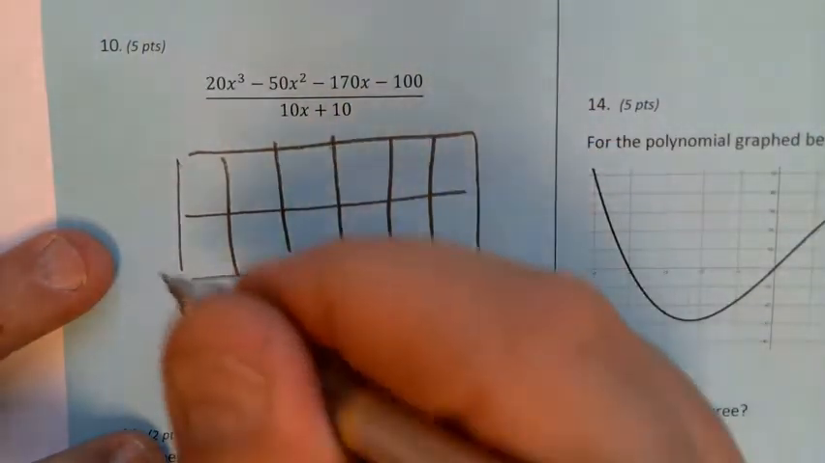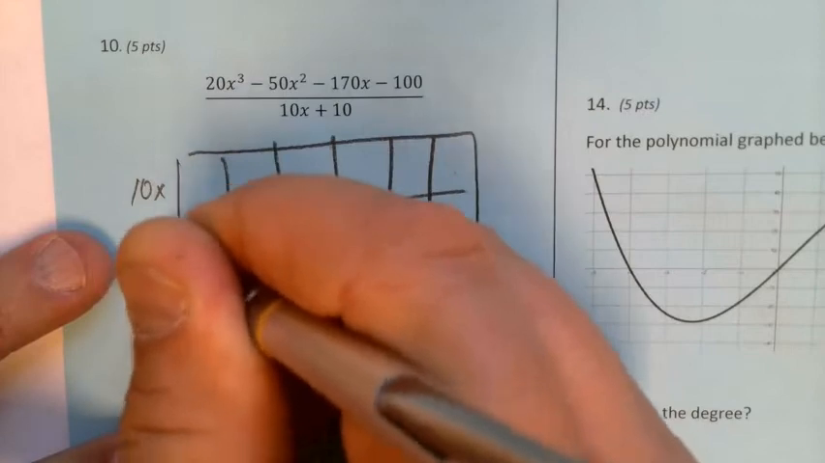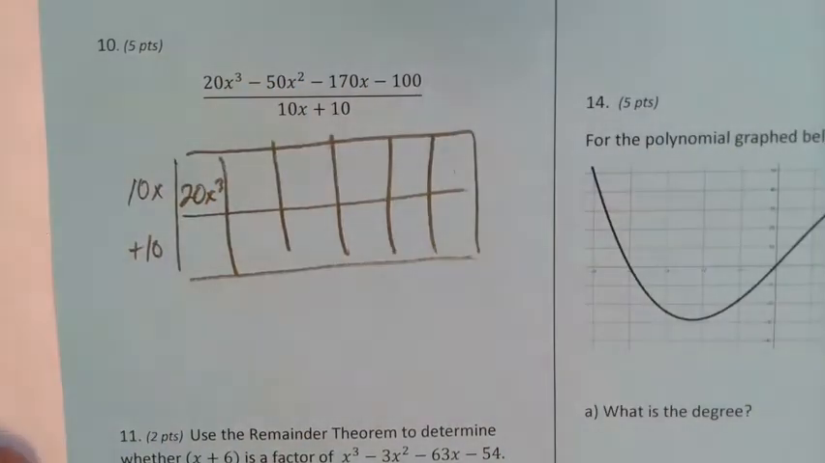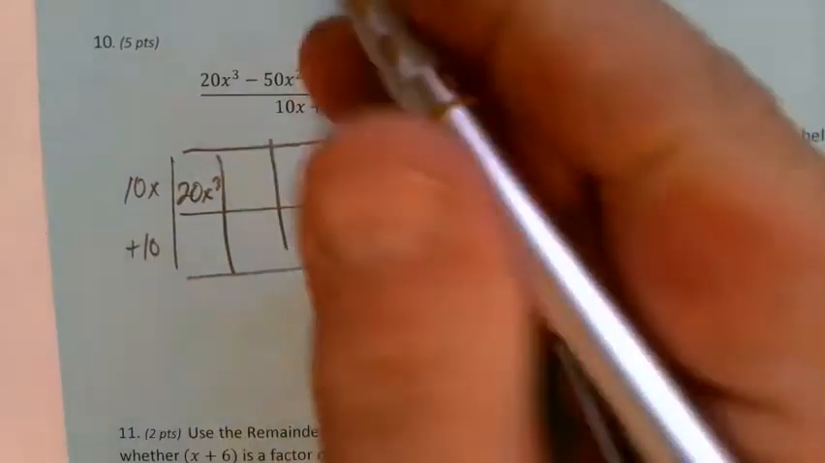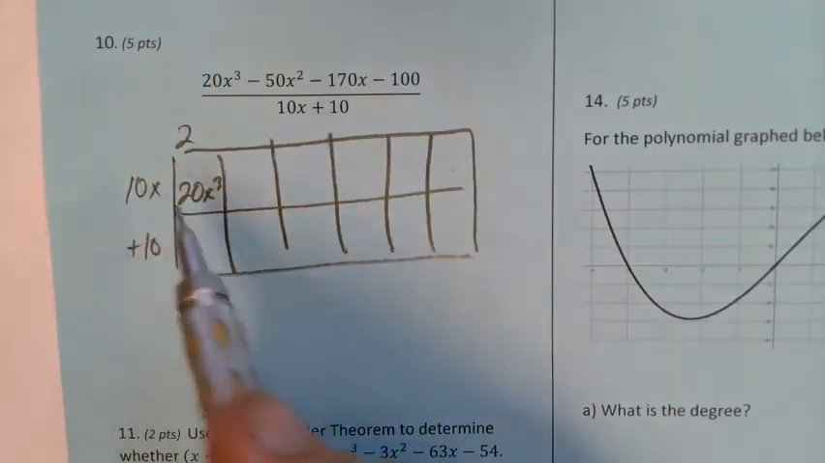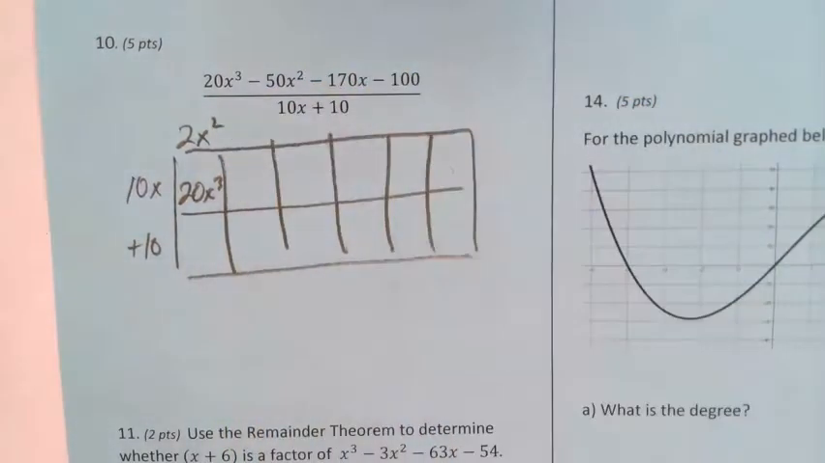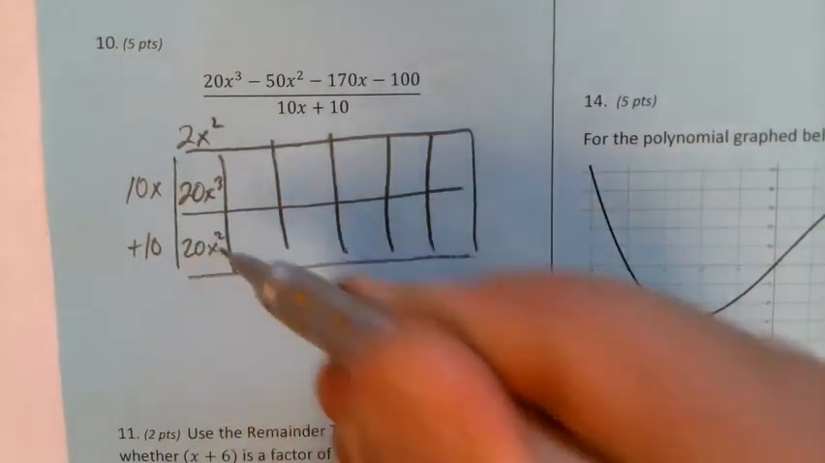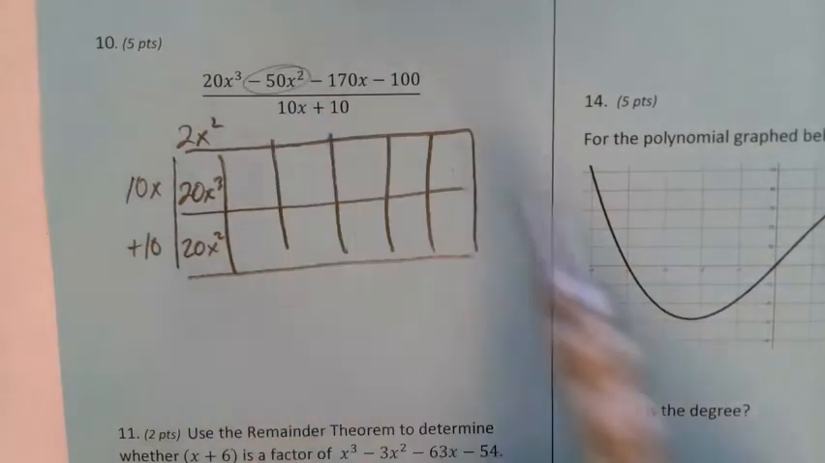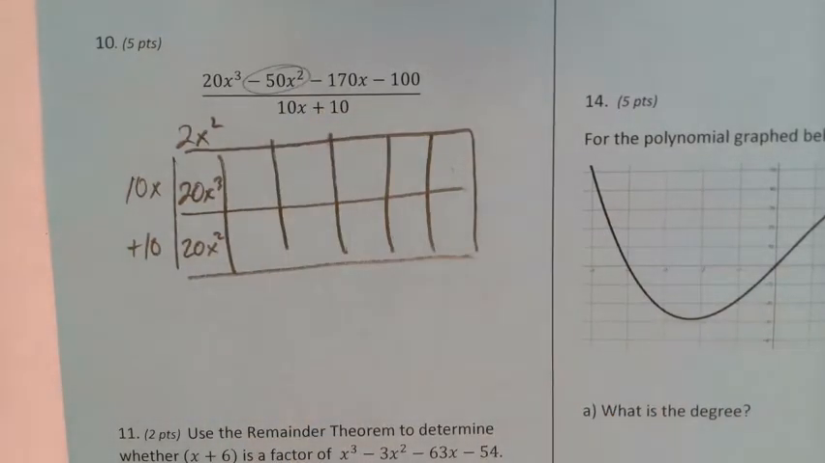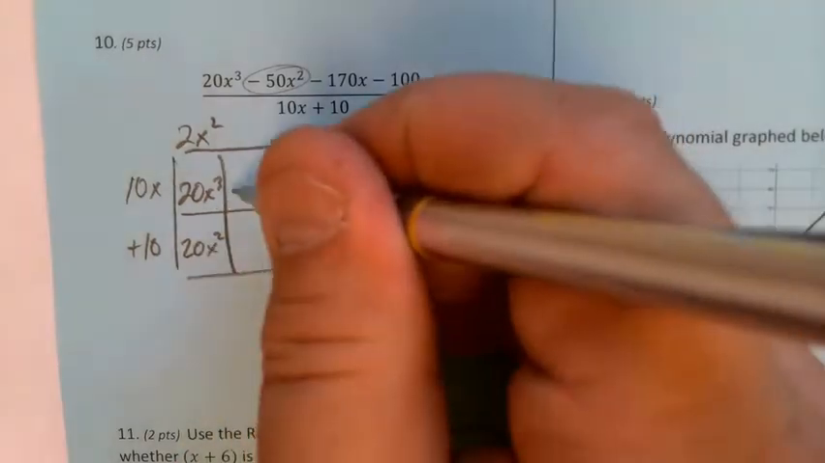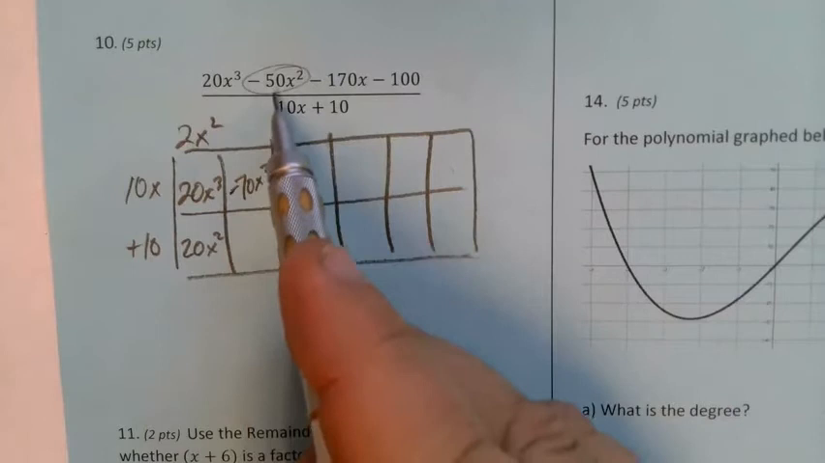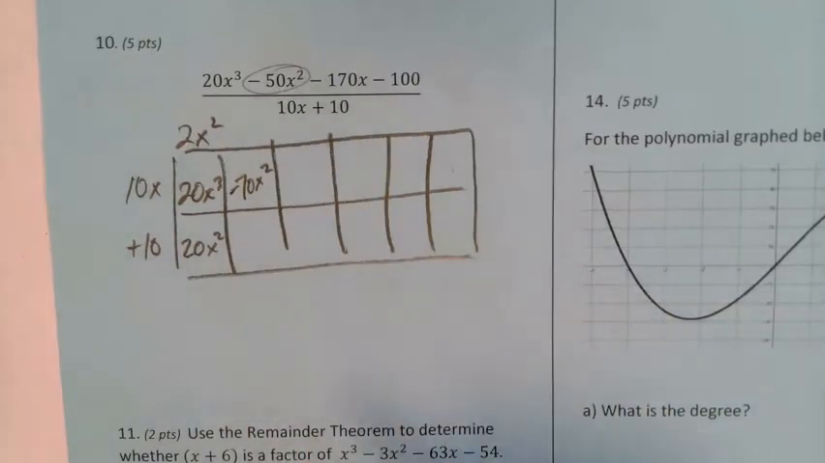Okay, so I can go 10x plus 10 here, and here I've got 20x cubed in the first one. So 20 divided by 10 is 2. X cubed divided by x is x squared. 2x squared times 10 is 20x squared. Now I got 20x squared. I need negative 50. Well, negative 50 minus 20 gives me negative 70x squared. Yeah, 20 minus 70 is negative 50, so that's a check that I've done it right.